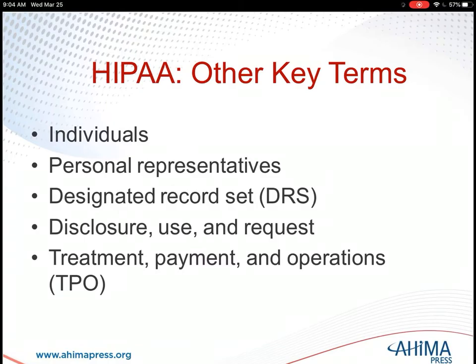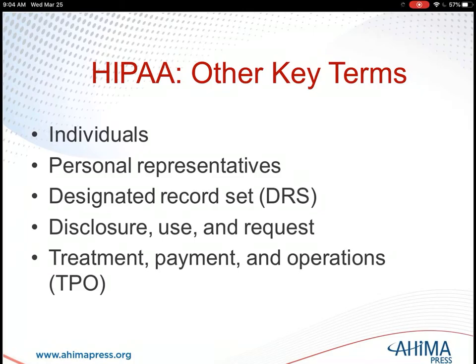So disclosure is sending the information outside of the organization, giving it to another covered entity. Use is keeping that information inside. You're using it to complete your day-to-day job. Okay, and the last one is request. So covered entities must also comply with the privacy rule when they request PHI.